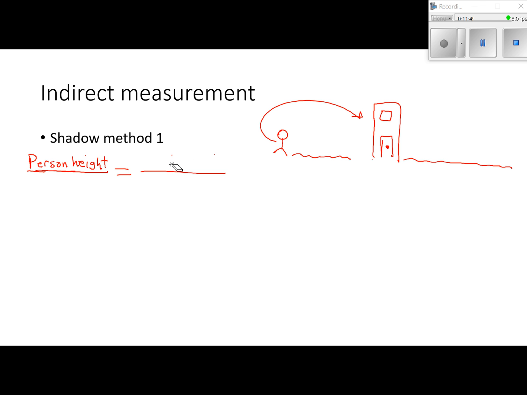Sorry, I wrote that in the wrong spot. That's not where I want it. It could be there, but I want to make sure that we make it as easy as possible. So I'm going to put building height right here on the bottom. So person height compared to building height. And then what you're going to put on the other ratio, person shadow compared to the building shadow.